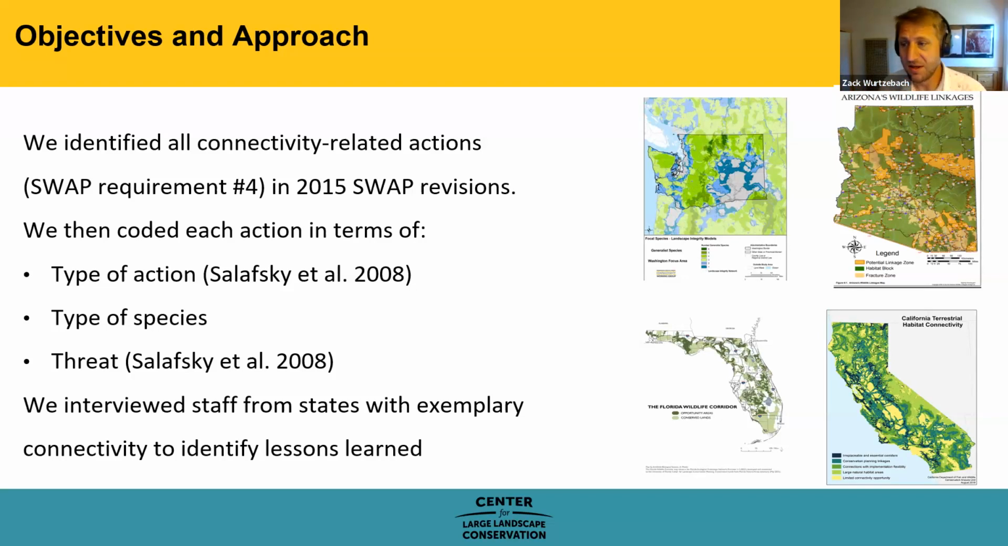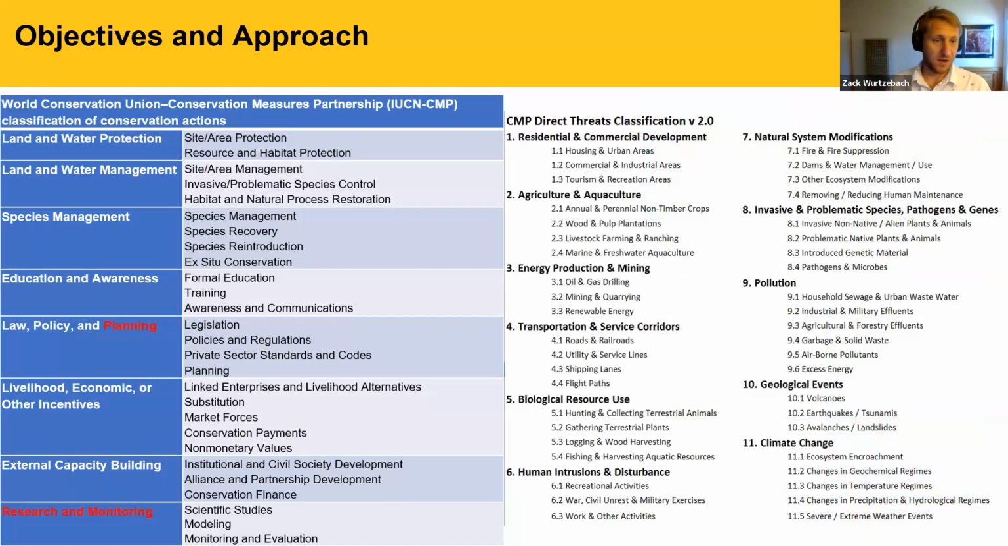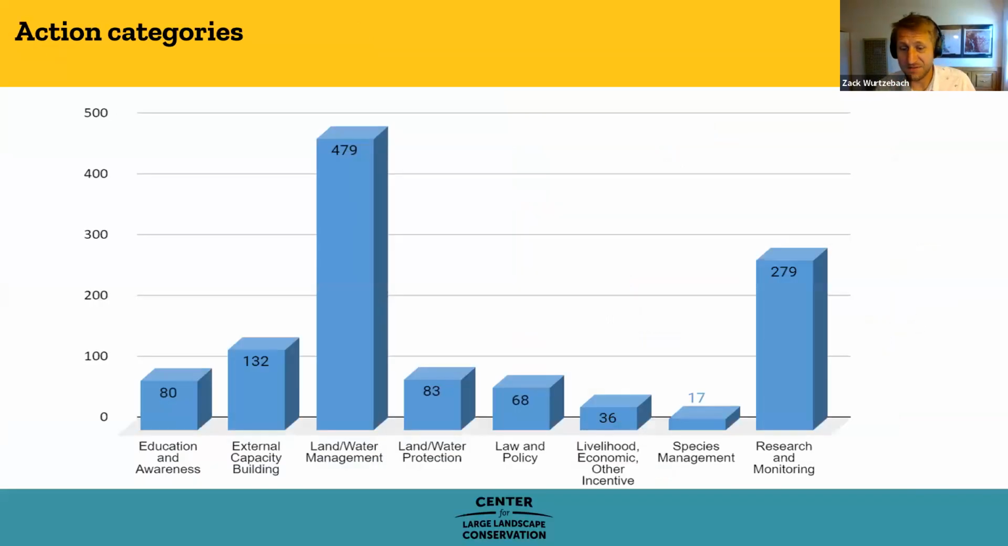And here's kind of how we were doing the coding. We look at each action and say, which one of the action categories does it fit into? And then we'd also look and say which one of the threats it is addressing, as far as we could tell. So just to give a 30,000-foot view of what we were seeing, and again, this is from 2015 to 2018, this is kind of how it broke out.